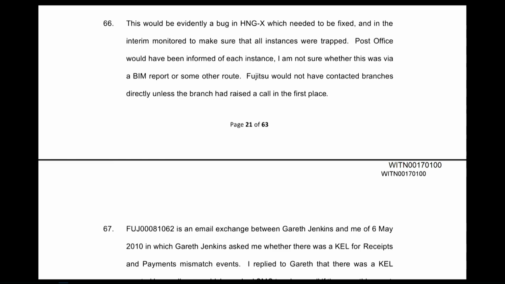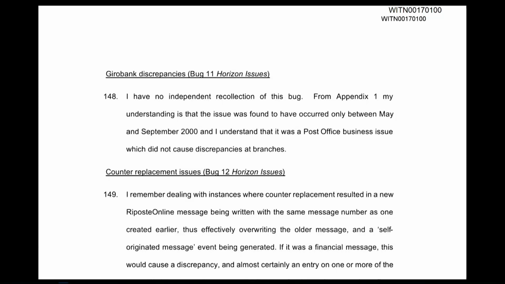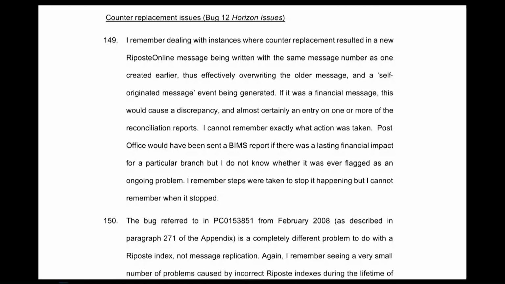And in paragraph 149, please, when dealing with the counter replacement bug, that's page 44. Paragraph 149, five lines from the bottom, you say, "Post Office would have been sent a BIMS report if there was a lasting financial impact for a particular branch, but I don't know whether it was ever flagged as an ongoing problem." Were you personally involved in creating the BIMS reports?